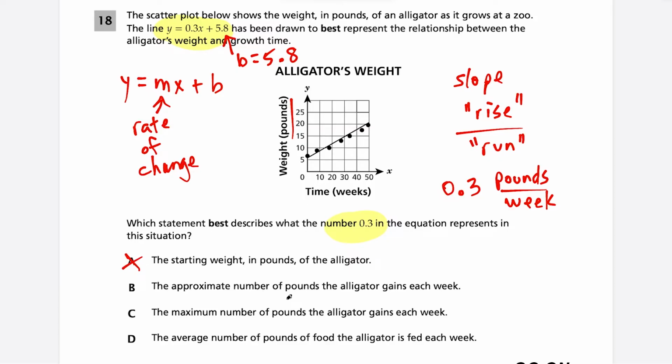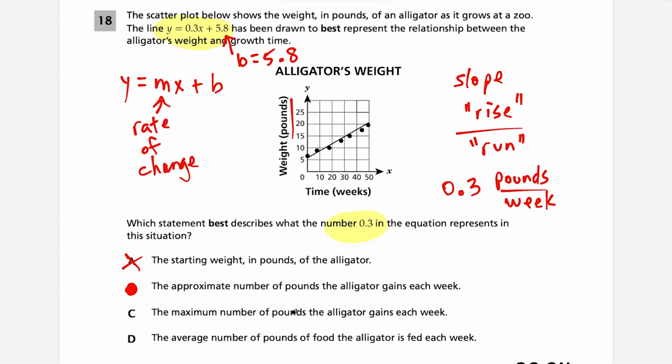B, the approximate number of pounds that the alligator gains each week. Well, this one is looking good because notice pounds per week and the number of pounds the alligator gains each week. So choice B looks good. But now why are the other answer choices no good? C is the maximum number of pounds the alligator gains each week.